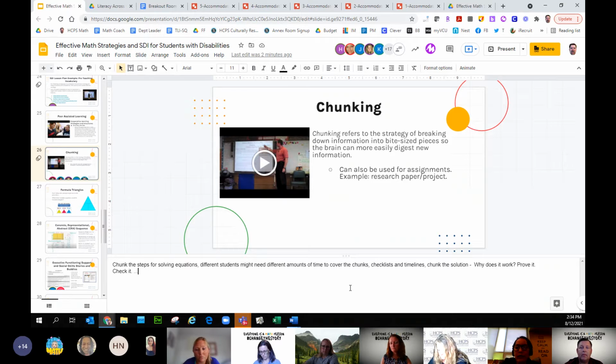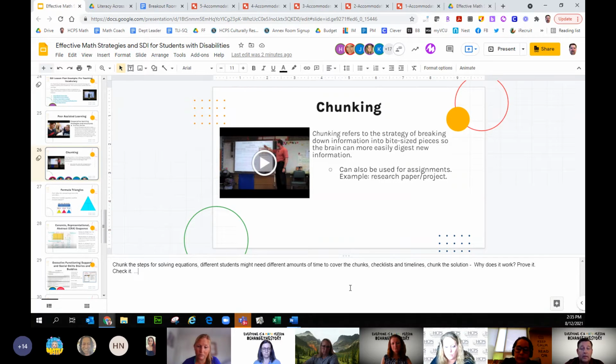I would also add that in the chunking, it's a good idea to make connections to previous topics so they can understand where we are, how to make that connection, and how we are moving forward, and the importance of applying it to real life so they can make those connections and learn it faster.